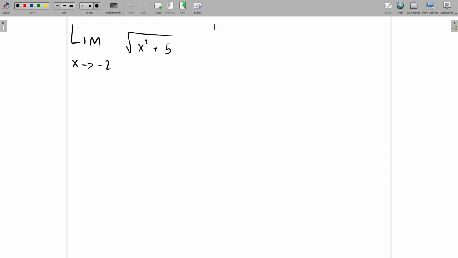Okay, so when we solve limits algebraically, we're going to follow the same strategy for all these types of problems, and there's really four different types of answers that you can get. Fortunately, only one of those four different types of answers is going to require additional work.